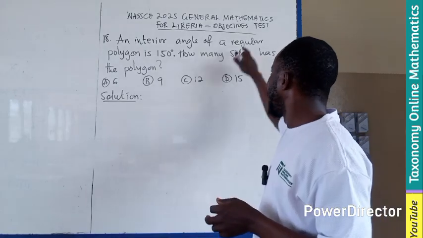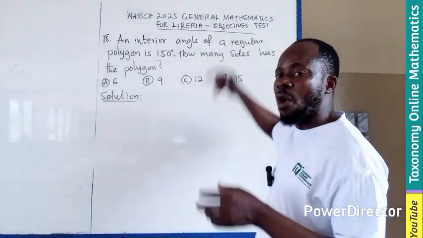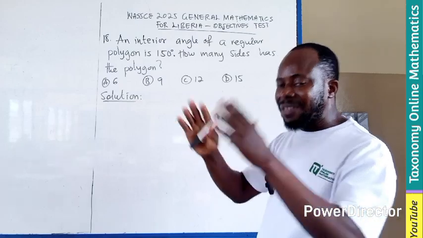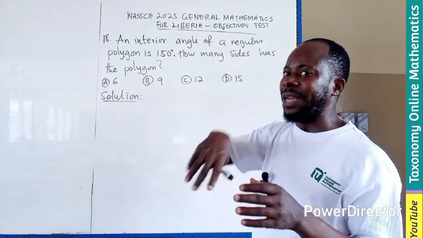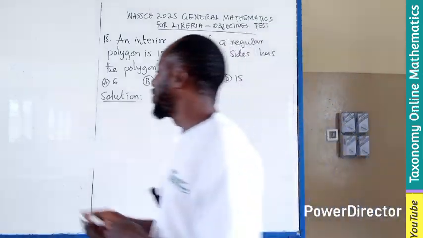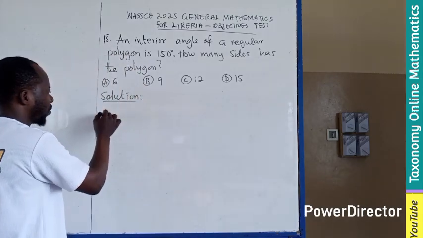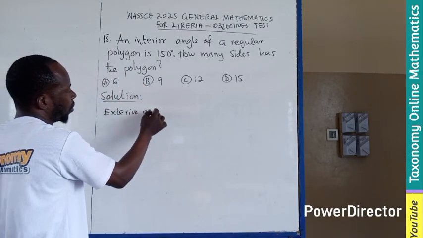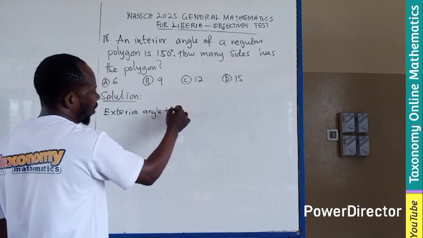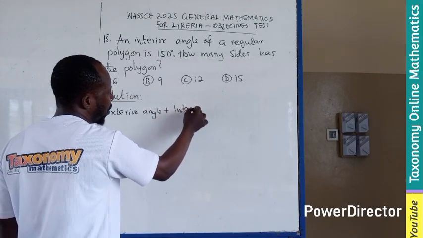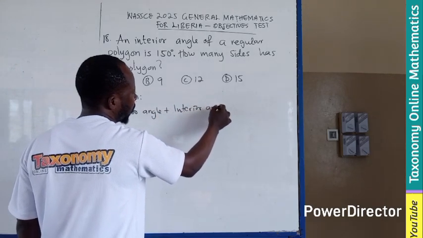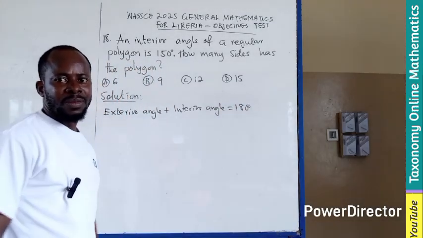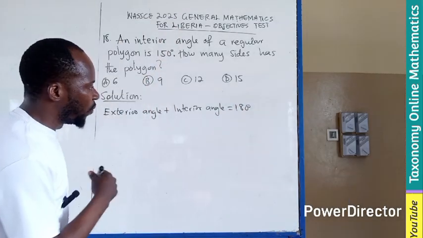We are looking for regular. Regular here means that all the angles are what? The same, or it has the same number of angles within. Now I can say that an exterior angle plus its corresponding interior angle will always give me 180 degrees. Exterior plus interior will give you 180.